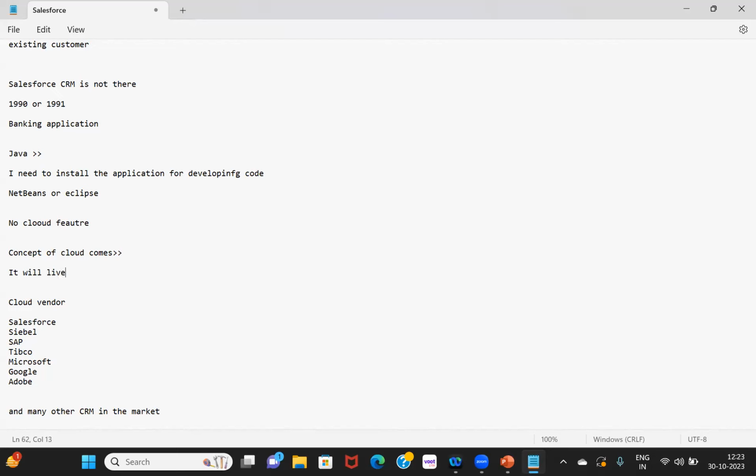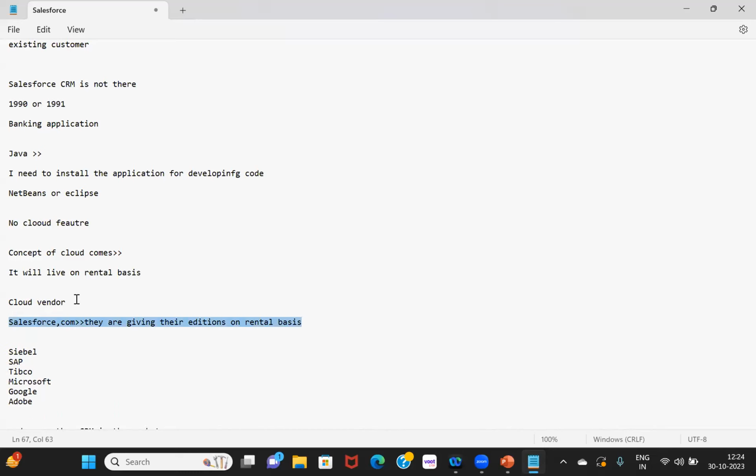So that's how these cloud vendors have done. Salesforce.com is giving their editions on a rental basis. They're doing their editions on the rental basis, Salesforce.